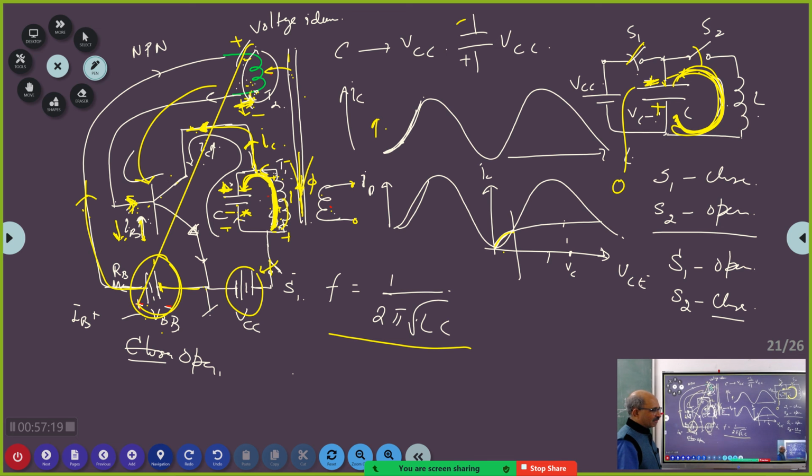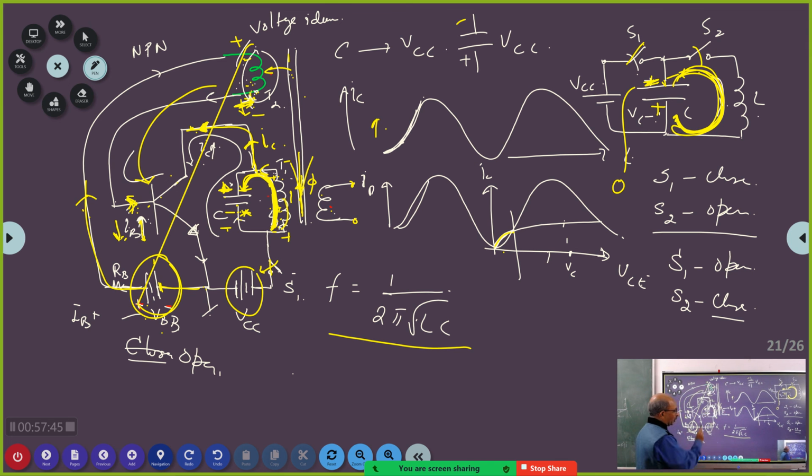The graph will be like a perfect sinusoidal? No, not a perfect sinusoidal. That part I will explain to you. See now, understand this. At least you understood there is oscillation. Understood now? Now you see this LC combination.